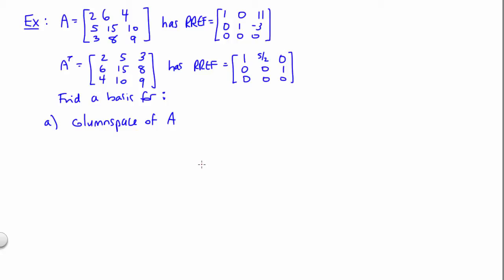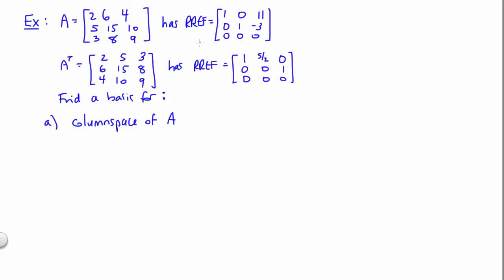In this video, we'll look at some common subspaces associated with a matrix, for example, the row space, the column space, and the null space. So here's the problem. We're given a 3x3 matrix A, and we're told what its RREF looks like. We're also given the RREF of A transpose. First part of the problem is to find a basis for the column space of A.